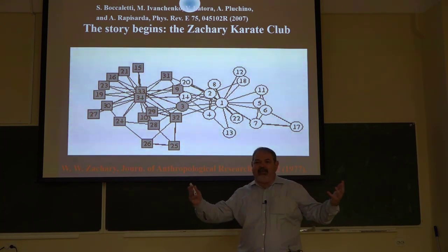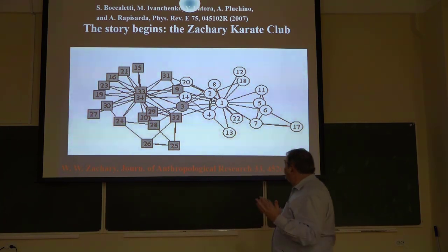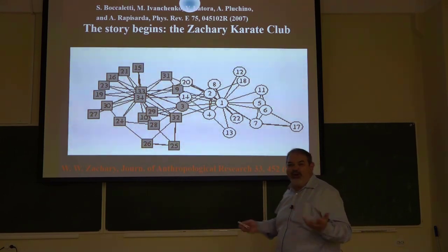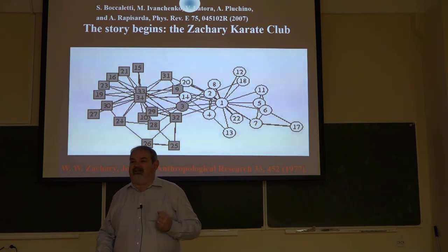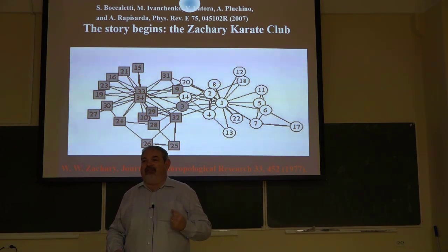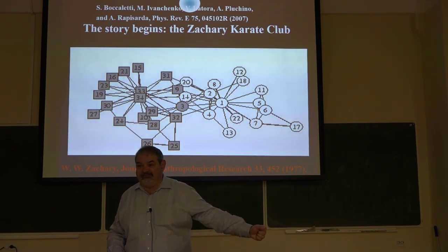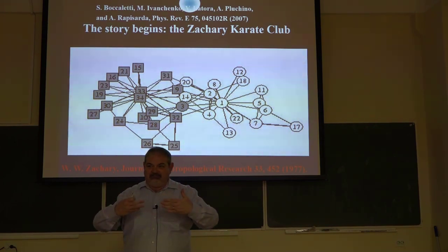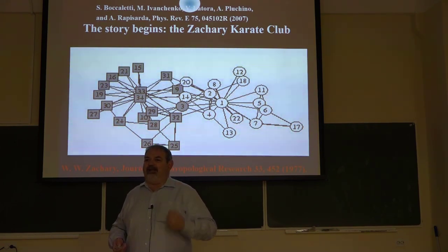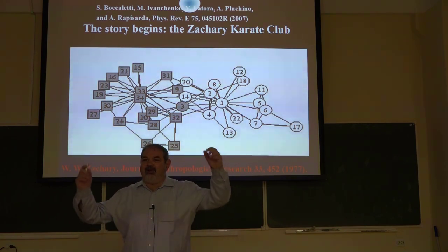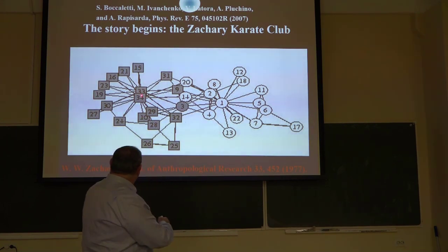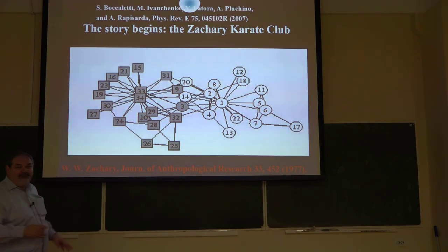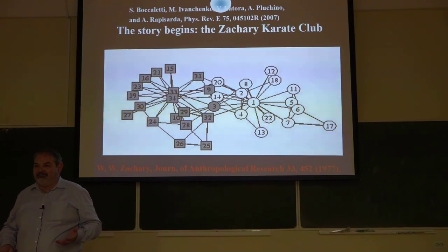There was a big clash between node number 1 and node number 34. Big discussion. Node number 1 was the owner of the club, and node number 34 was a trainer. So they discussed it, they clashed. And then node number 34, the trainer, said, I leave the club, and I go and found a new karate club. So he left the club, went to another place and founded another karate club.